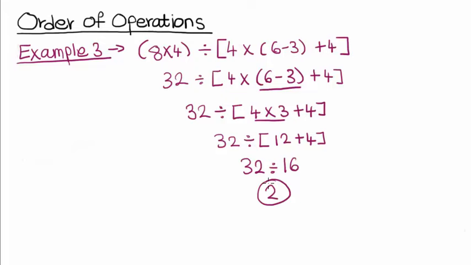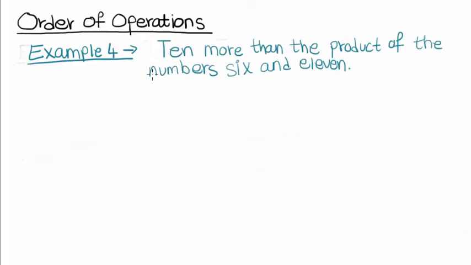Now let me do one more example before I leave you in this video. But in this example, I will write down the math portion of the numerical expression in words, and then we will convert it into a numerical expression, and then we will evaluate it. So let's say you are given the following sentence over here. 10 more than the product of the numbers 6 and 11. So the first thing that we can do is rewrite this word phrase and replace the words with numbers where applicable.